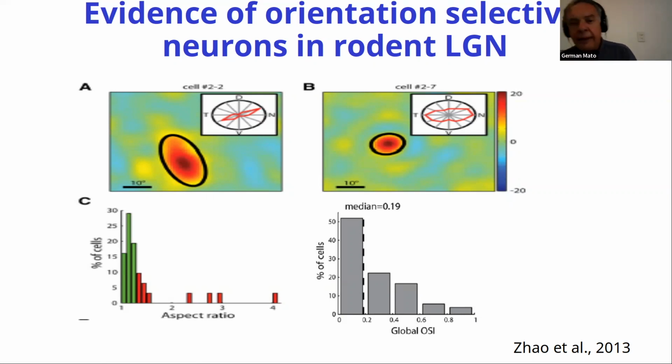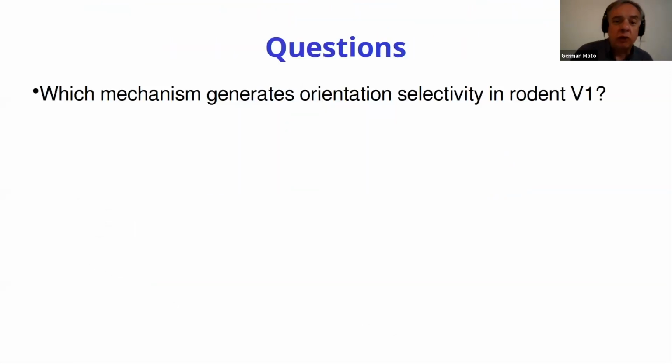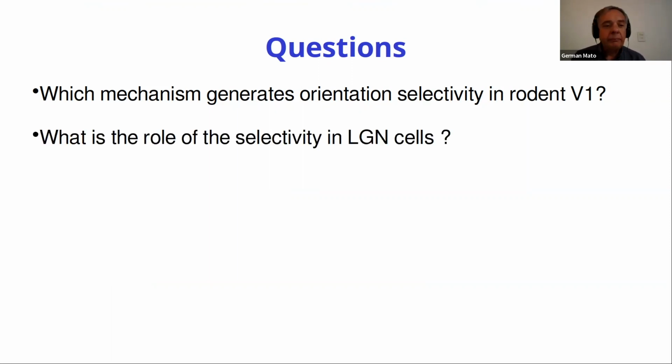So all these facts indicate that there are some significant differences between the visual systems of rodents with respect to the visual systems of cats or monkeys. And these facts generate a lot of questions. First, one could ask, which mechanism generates orientation selectivity in rodent V1? What is the role of selectivity in LGN cells?